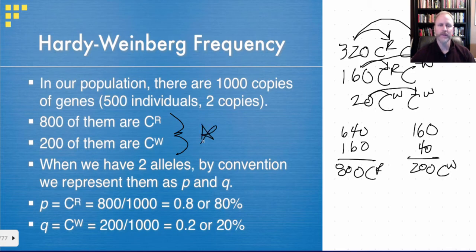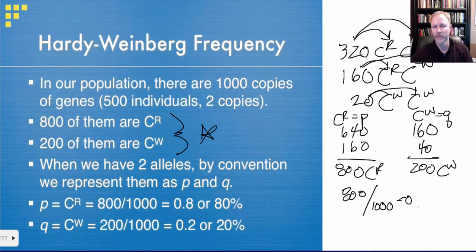So that's where these numbers here are coming from, okay? Now if you're looking at this, we have 1,000 total alleles, and this represents CR, as we said, which is equal to P, or the dominant allele. CW is equal to Q, which is the recessive allele. So 800 out of 1,000 equals 0.8, and 200 out of 1,000 equals 0.2. And that's where these percentages come in, okay?